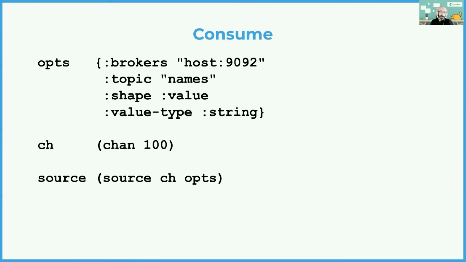And then I combine these into a consumer source that continuously provides messages into the channel. All we have left is to take items from this channel, and as you can see, we got exactly what we've asked for, a simple string of a name, Alice.